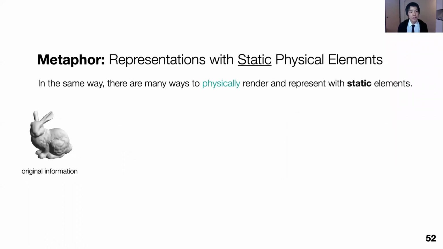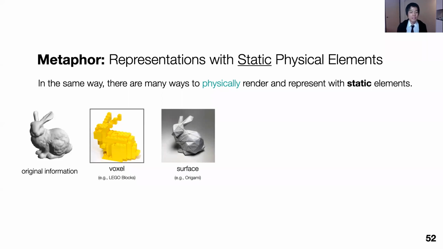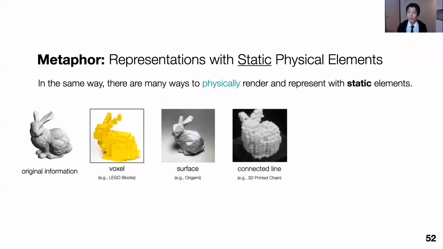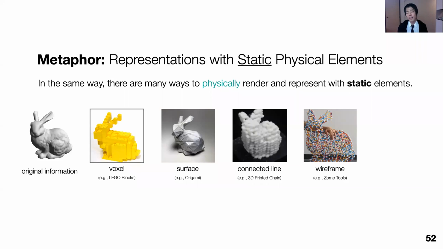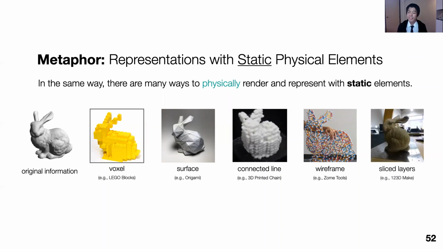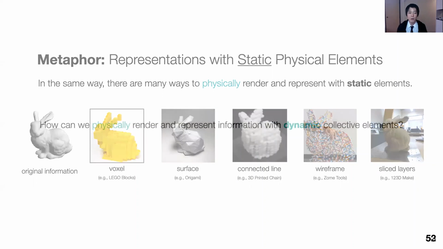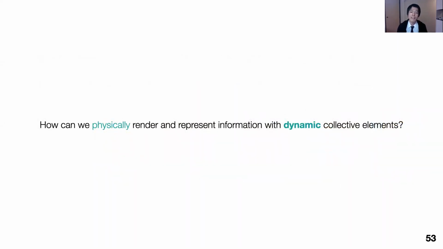And in the same way, there are also many ways to physically render and represent information with static elements. For example, using Lego blocks for voxel-like representations, or using surfaces like an origami structure, or by bending a connected line to make a physical shape. Also, physical wireframe structures, like using a dome tool, or using sliced layers and stacking them together can also make a 3D shape. So these many varieties of representation can inspire us how we can physically render and represent information with dynamic collective elements.